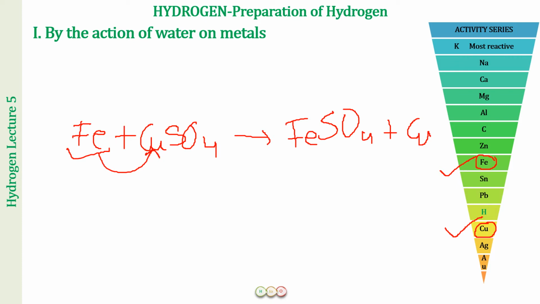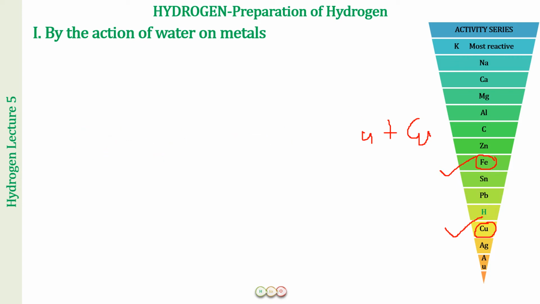I have revised this because hydrogen is quite low in this activity series, and all the elements which are above hydrogen can displace hydrogen from water. So when I say we can prepare hydrogen by the action of water on metals, all the elements which are above hydrogen in the activity series can displace hydrogen from water.